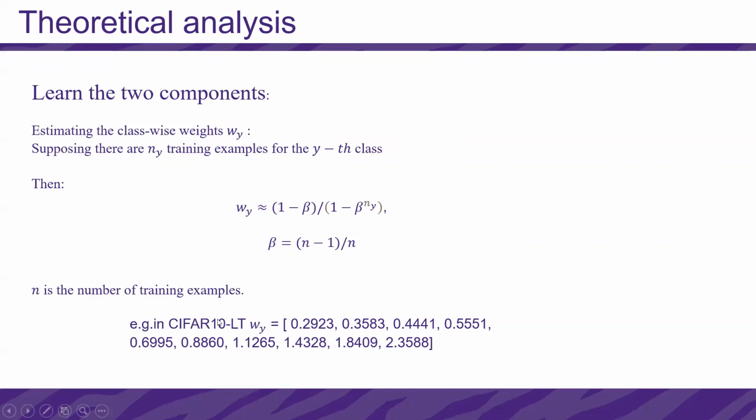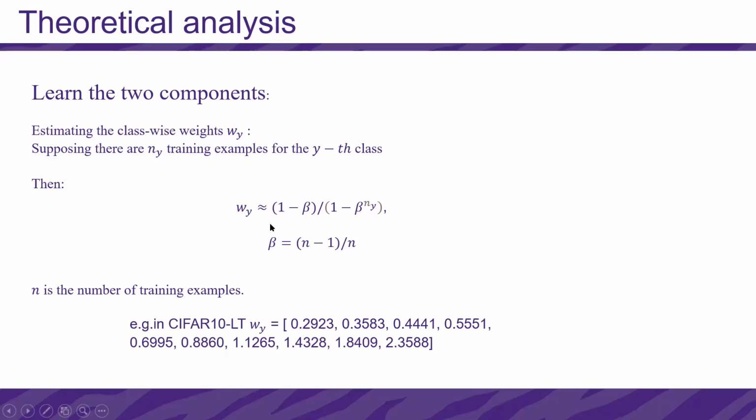First, for the class-wise weights W. Supposing there are ny training examples for the Y's class, then it gives the Y expressions. The beta is another parameter, we don't think about it. The n is the number of the training examples.